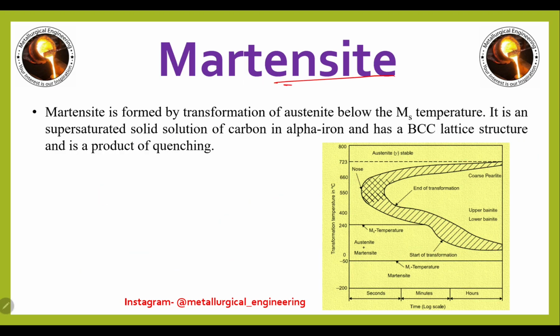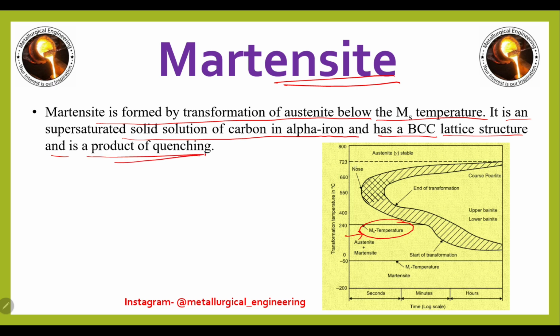Next phase is martensite. It is a supersaturated solid solution of carbon in iron. Martensite is formed by transformation of austenite below the MS temperature, the martensitic start temperature, and it is a supersaturated solid solution of carbon in alpha iron and has a BCC or BCT lattice structure, as a product of quenching. So if we are starting from here and cooling like this, escaping this nose, this will form the martensite.